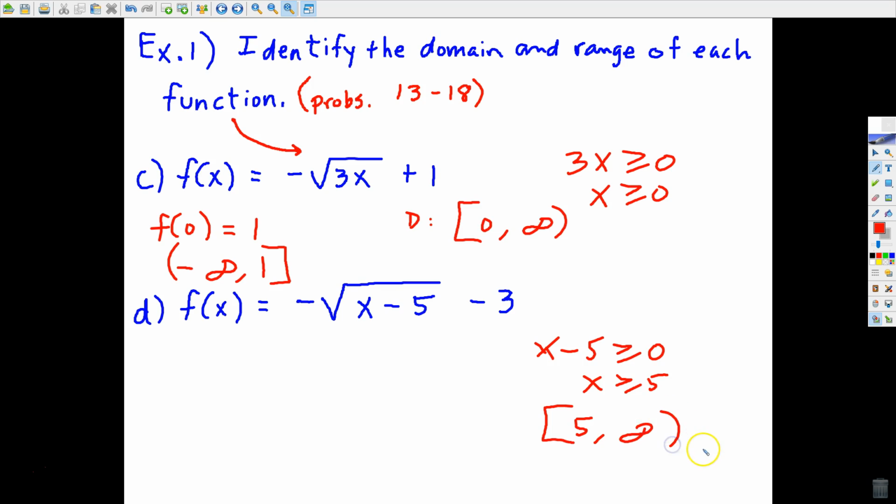Here's the interval notation. To find the range, evaluate the function f of 5. 5 minus 5 is 0. We're going to get negative 3. And once again, with the negative in front, we're looking at this kind of graph. So negative 3 is really going to be at the very top, and the graph's just going to continue to go down from there. So what does that look like for the range interval notation?